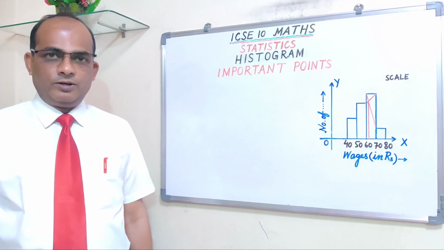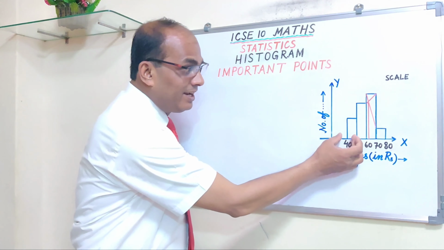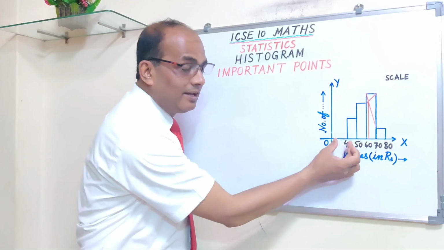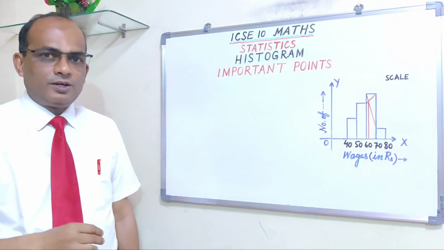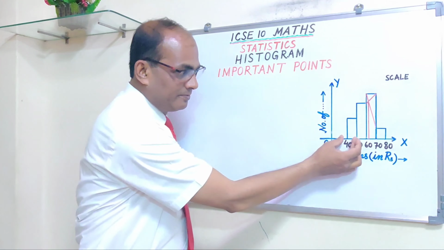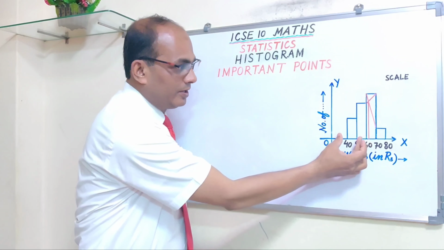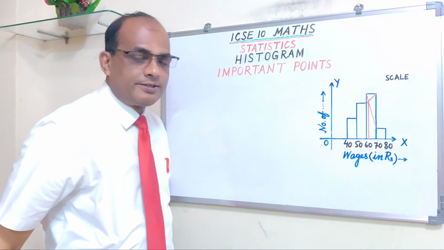Fourth point. The width of the rectangle. See, the width of the rectangle should be appropriate. Not very narrow, not very broad. It should be appropriate.